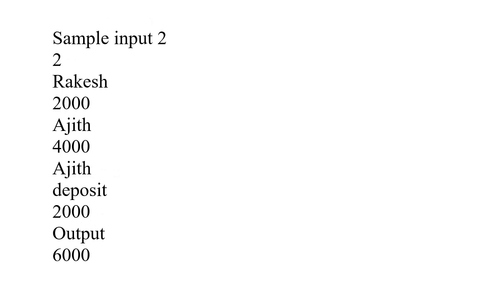Here is the sample input 1. Here Rakesh has withdrawn an amount of 1000 from his current balance and his updated amount is given as output. Here Ajit has deposited an amount of 2000 to his current balance and his updated amount is given as output, which is 6000.